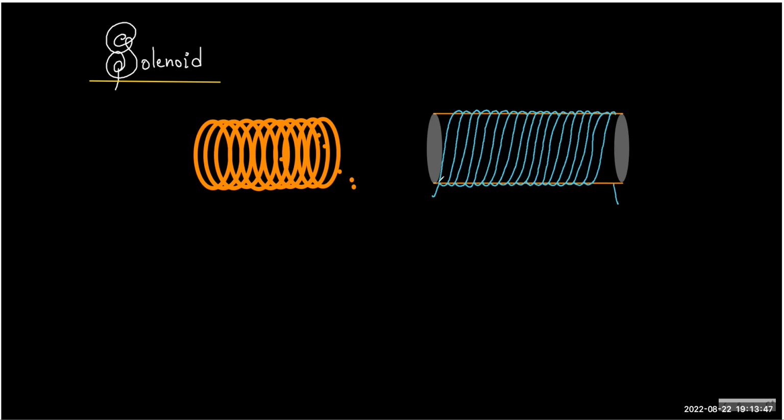So a very large number of turns of wire is wrapped, and the current I is flowing through it. And you can define something called N, which is the total number of turns. There is a certain assumption in place which we need to understand: the wire will not overlap. So there are no overlapping turns.